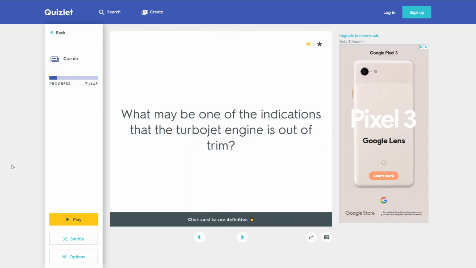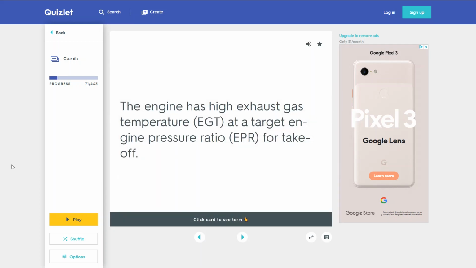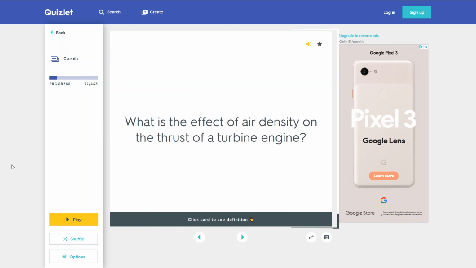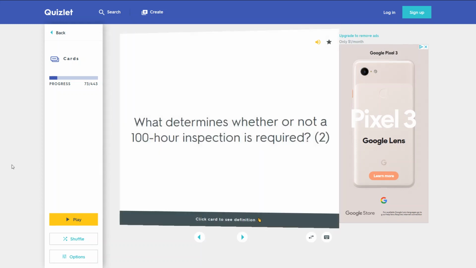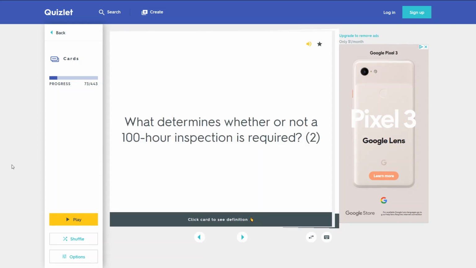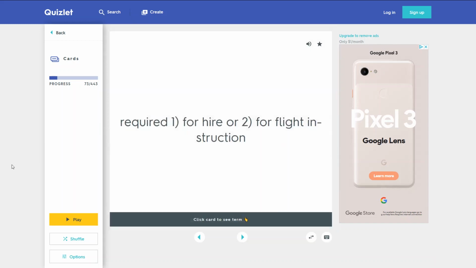What may be one of the indications that the turbojet engine is out of trim? The engine has high exhaust gas temperature at a target engine pressure ratio for takeoff. What is the effect of air density on the thrust of a turbine engine? What determines whether or not a 100-hour inspection is required? Required 1. for hire or 2. for flight instruction.